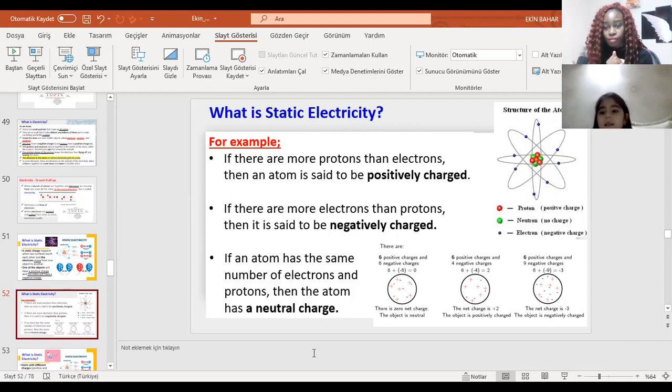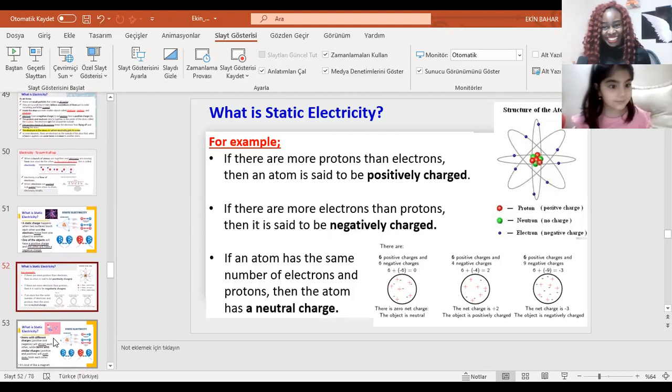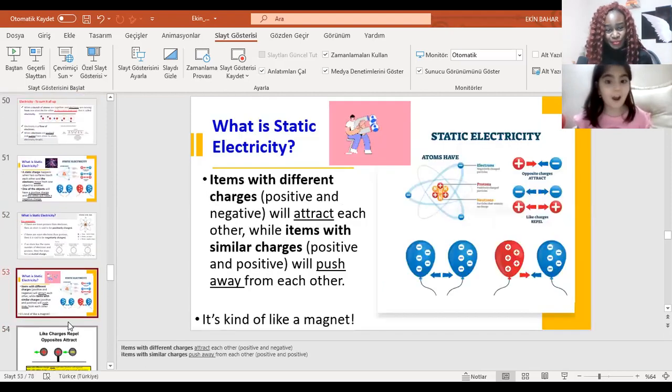Yes. And my last question. 6 positive, 9 negative, what would it be? It would be negatively charged. Yep, you're right. You're correct. All correct.